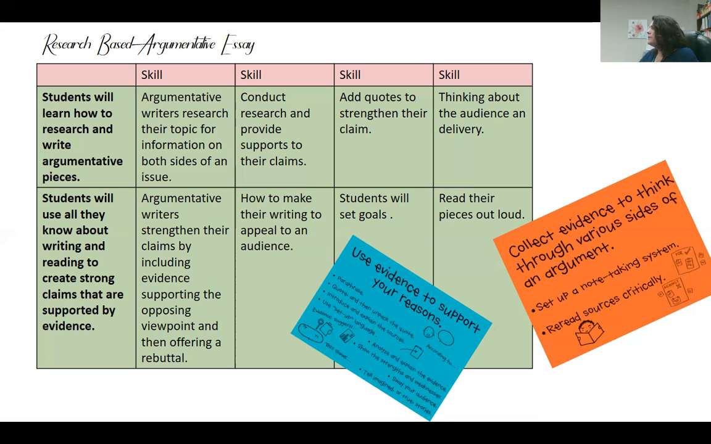Think about the audience and delivery. So they have to really think through who are they writing for. Argumentative writers strengthen their claim by including evidence supporting the opposite viewpoint and then offering a rebuttal. So that was the one that I was kind of talking about. So they are not allowed to just say their side. They also have to acknowledge the other side in this.